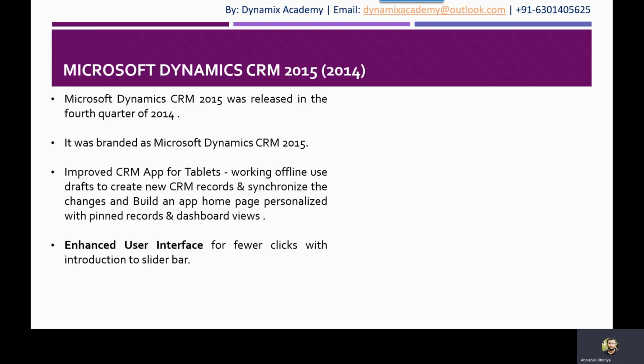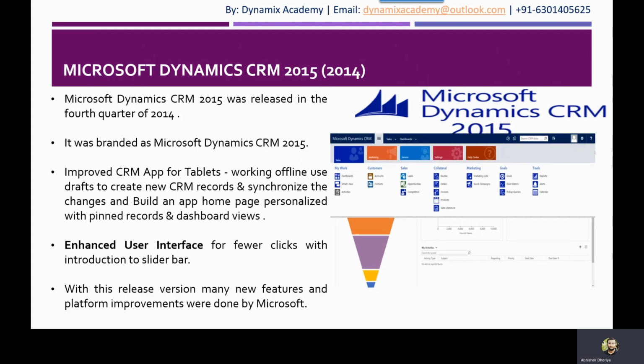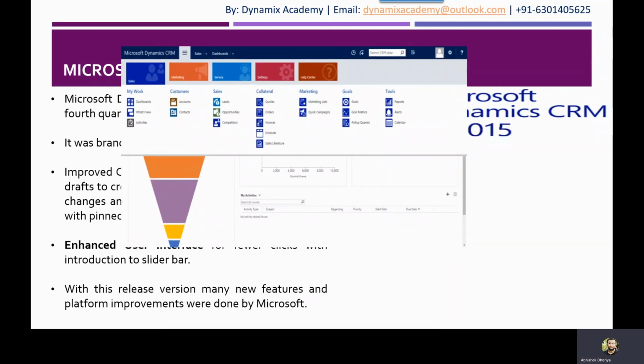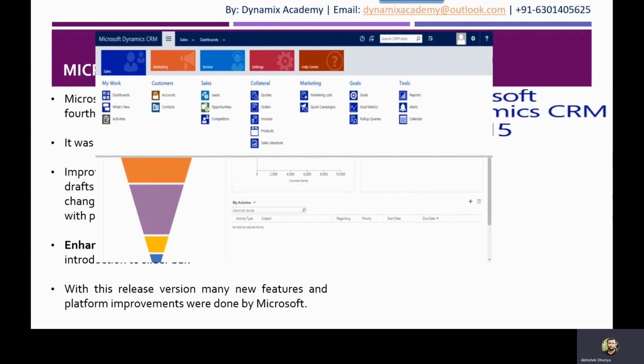It enhanced the user interface for fewer clicks with the introduction of the slider bar. If you are familiar with CRM 2013, you can remember that a user needed to slide horizontally so much if the number of custom entities in the sitemap increased. But now you can see a new slider was introduced. In this particular slider, you can have all the modules within CRM 2015: sales, marketing, service, settings, and help center. You can click on each module tile, and automatically the sitemap or slider below will be filled out accordingly.